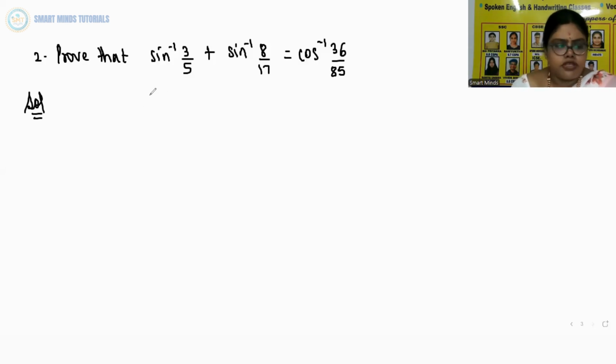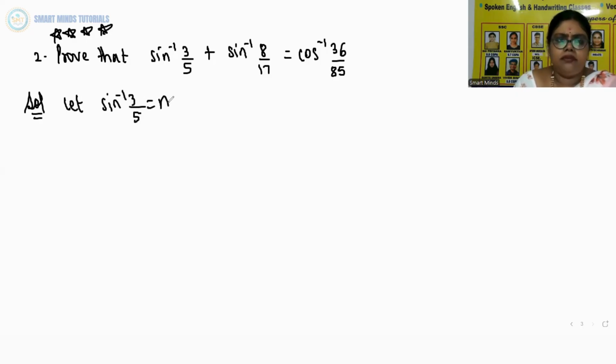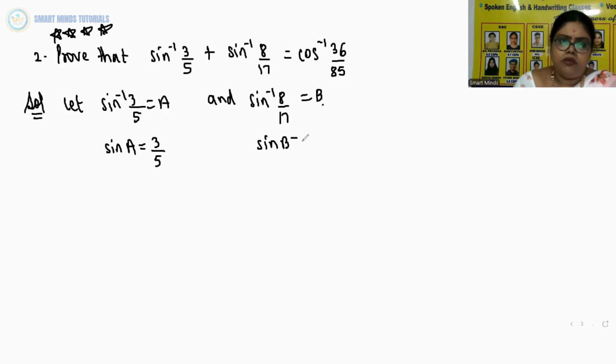Now take the next question. This question is very important. So again we proceed the same way. We take sin inverse 3 by 5 as A and sin inverse 8 by 17 as B. If we take sin inverse to the other side, we get sin A equals 3 by 5 and sin B equals 8 by 17.